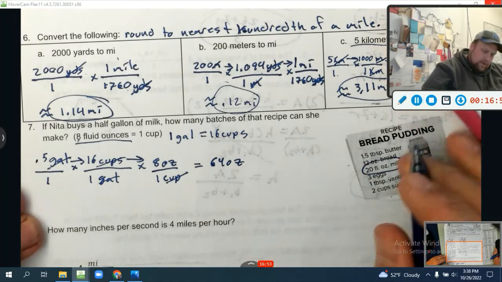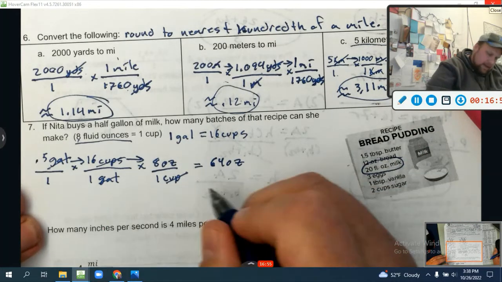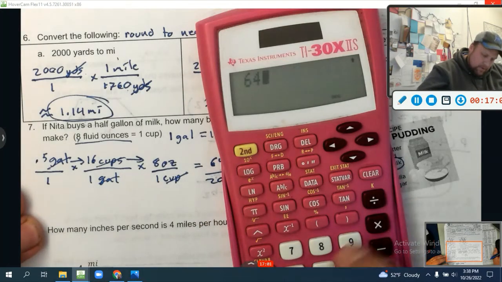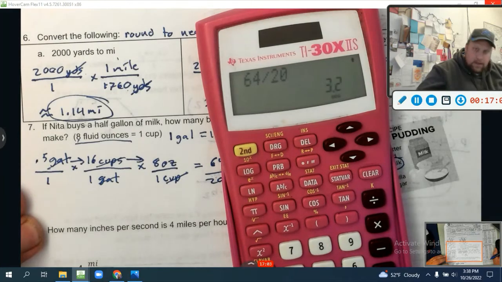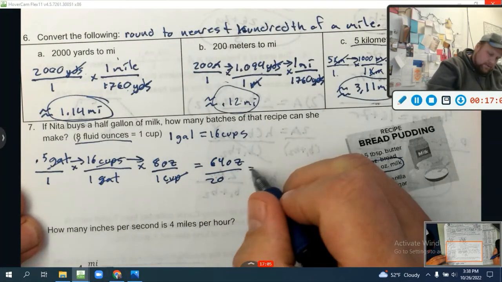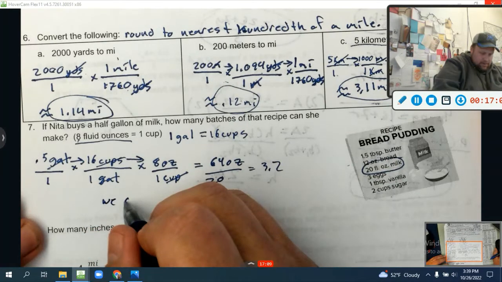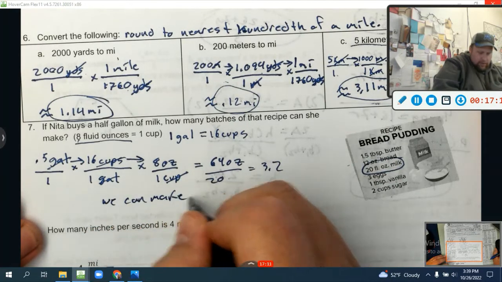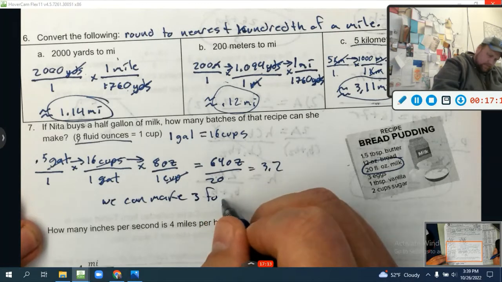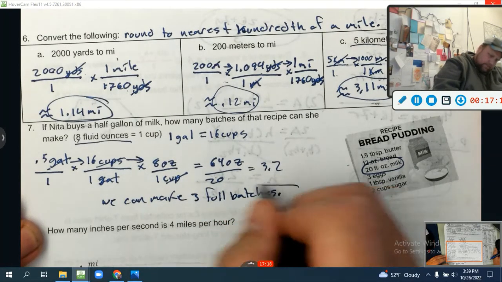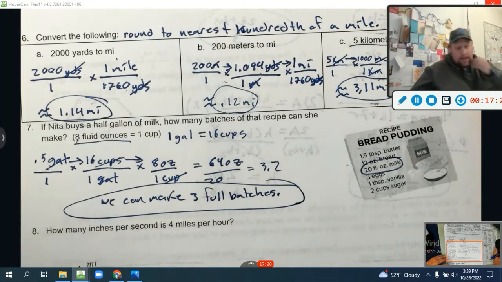So now I want to know how many batches I can make. I'm going to divide this by 20. I'm going to tell you what it ends up being, like 3.2 or something like that. 64 divided by 20, yep, 3.2. So we can make 3 full batches. Boom. Look at that. That's how you use them cooking.